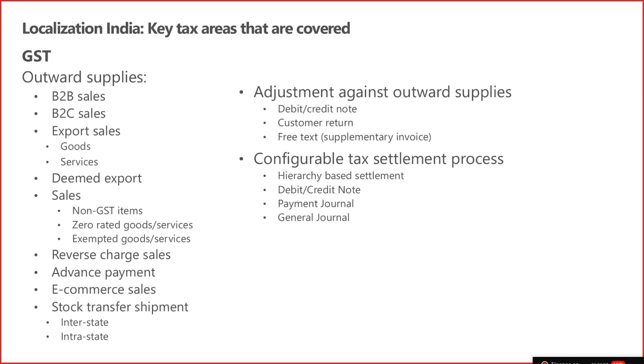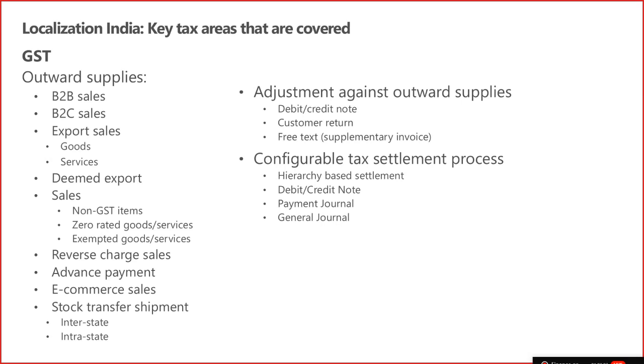Stock transfer shipment: by default the system will not calculate any tax on intrastate transactions, and on interstate transactions the system will calculate IGST. But we have come across cases, and I will also discuss what change you can make if your transactions are intrastate, how you can calculate the tax on intrastate stock transfer transactions.